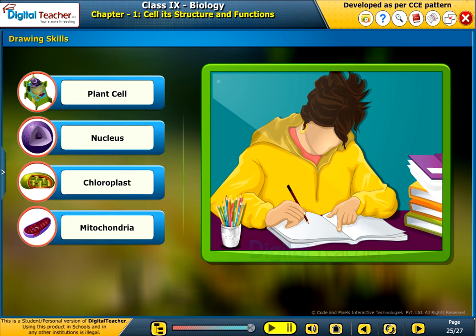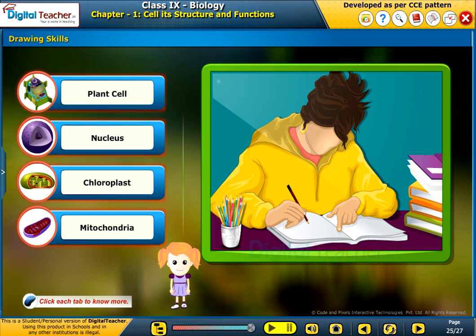Drawing skills. This section helps you to sketch images in a step-by-step manner. Click each tab to know more.